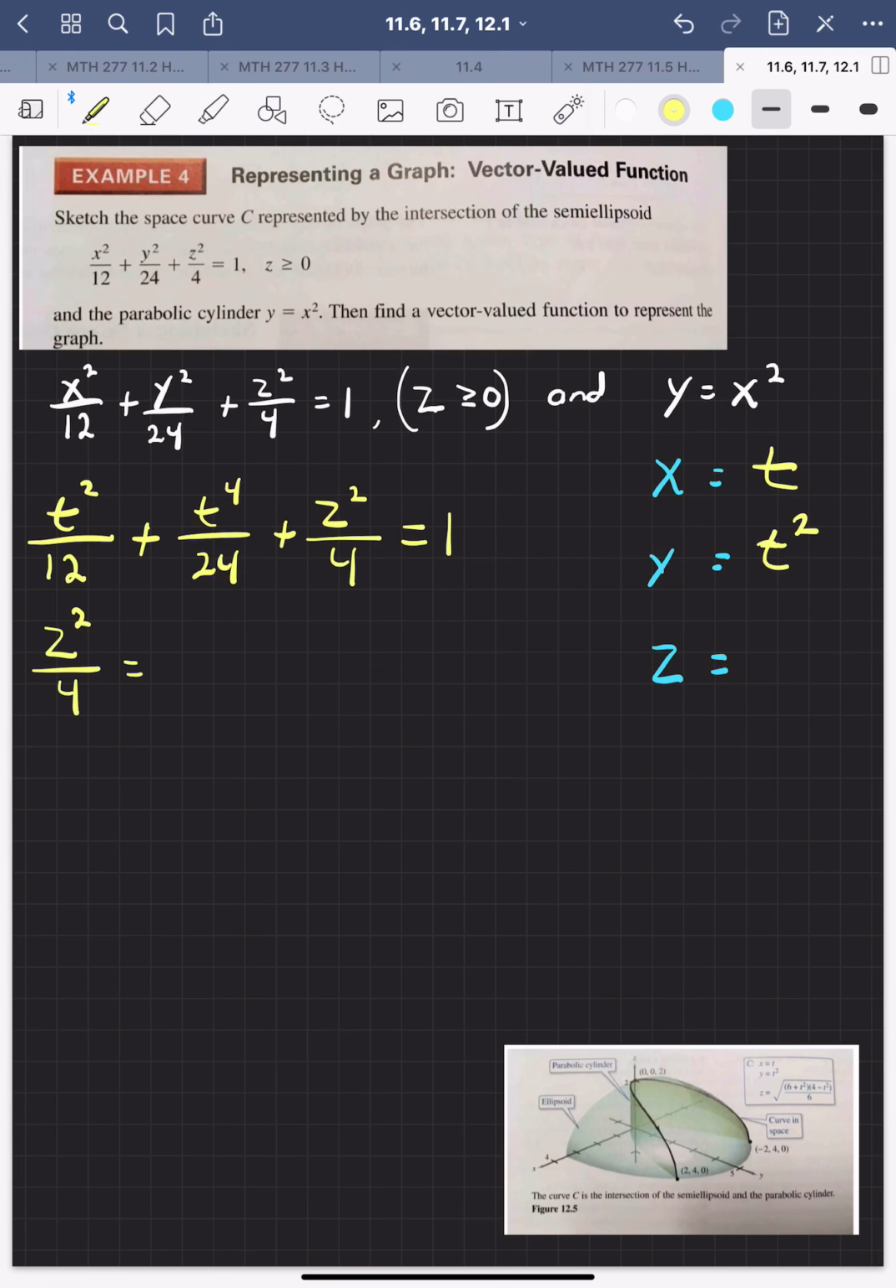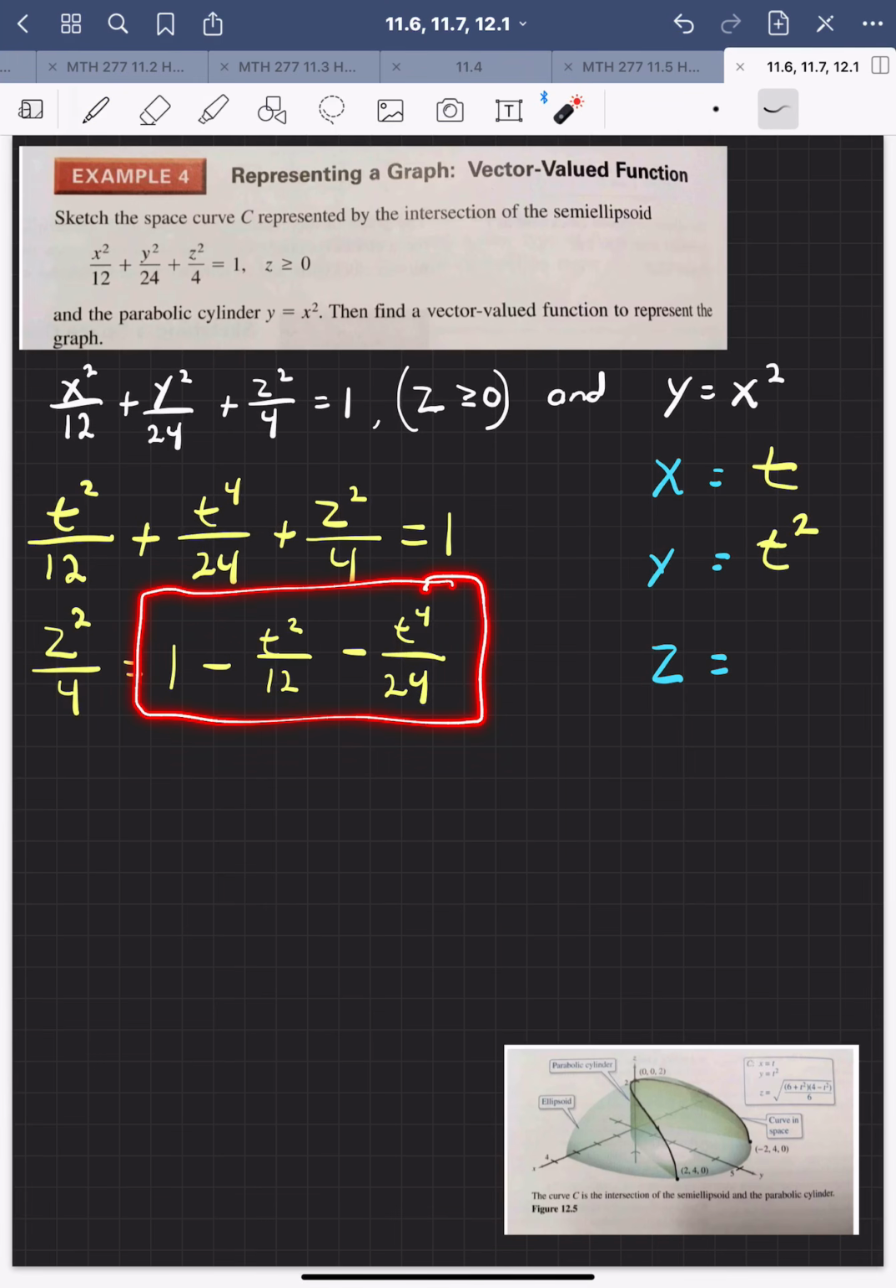All right, so let's get z on one side of the equation and everything else on the other side of the equation. So that ends up being 1 minus t squared over 12 minus t to the 4th over 24. Okay. At this stage, I'm going to combine these into one fraction. You could also distribute a 4 if you want to, but I'm going to combine them. So let me do that right now.